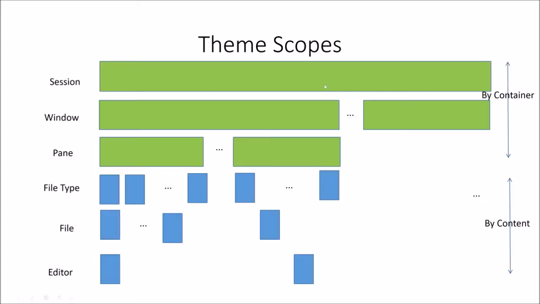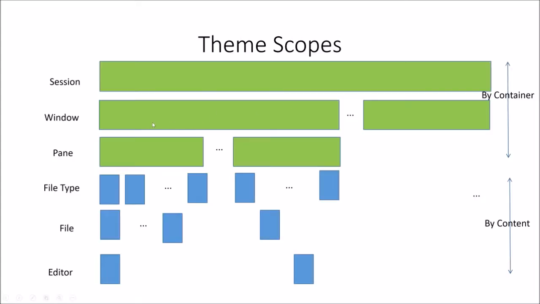So Atom by default allows for only session level theming. That means if I have 3 physical windows of copies of Atom open and I change the theme to be black, all 3 of those windows are going to go black. So there's no granularity at all.